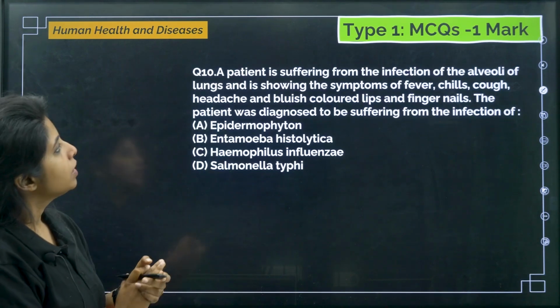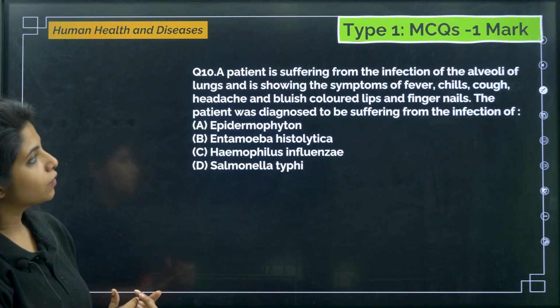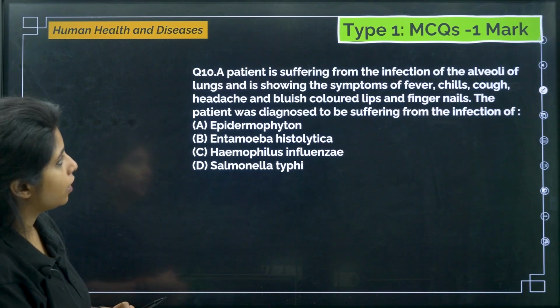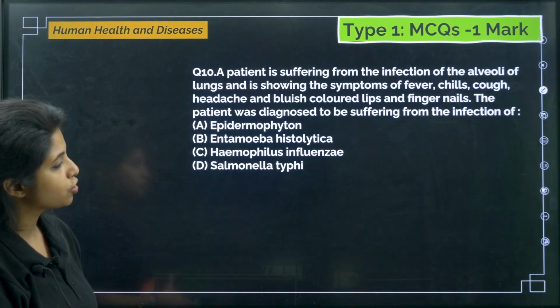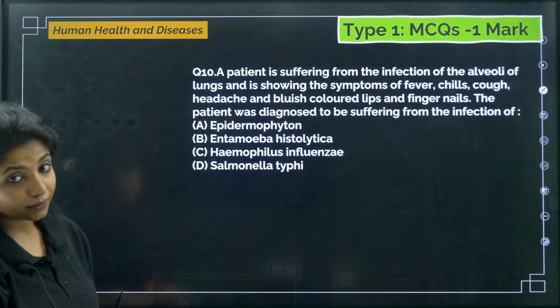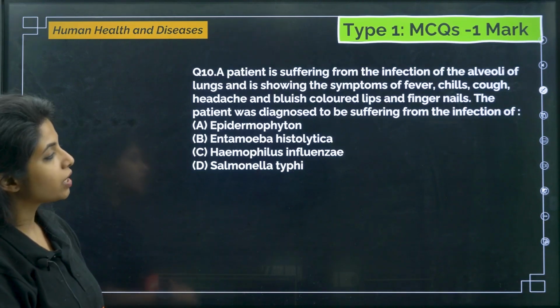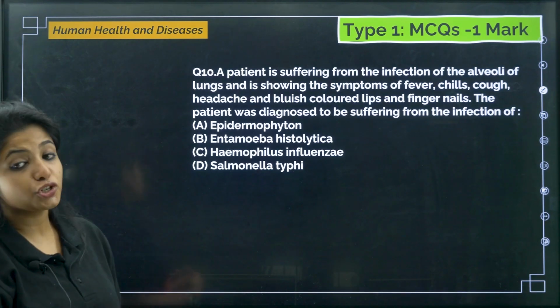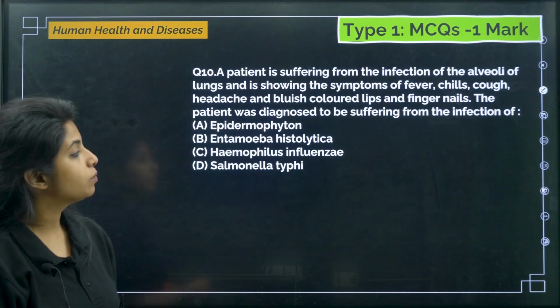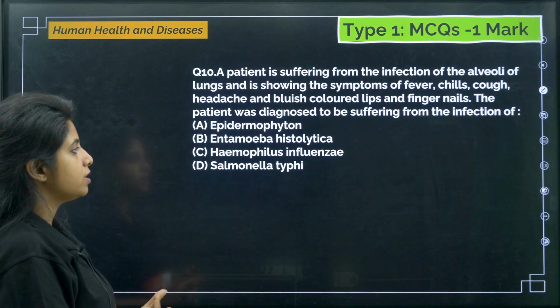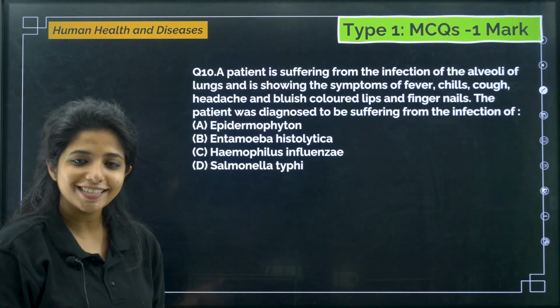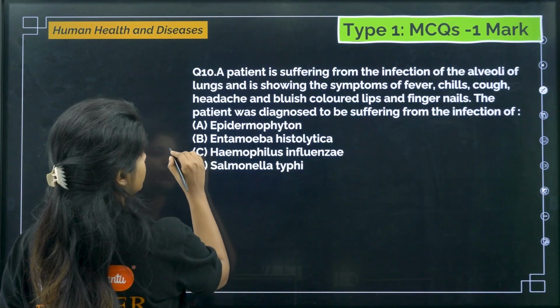Okay, question number 10. A patient is suffering from the infection of the alveoli of lungs and is showing the symptoms of fever, chills, cough, headache, and bluish colored lips and fingernails. The patient was diagnosed to be suffering from the infection of what? Epidermophyton, Entamoeba histolytica, Haemophilus influenzae, Salmonella typhi. Can you try the answer? Well, the answer is Haemophilus influenzae.